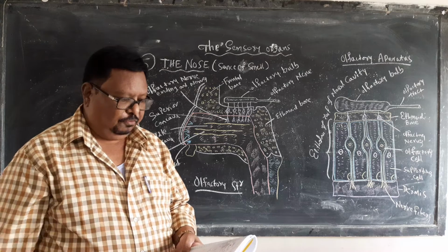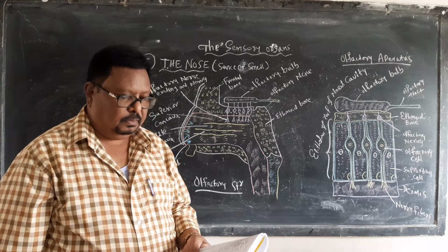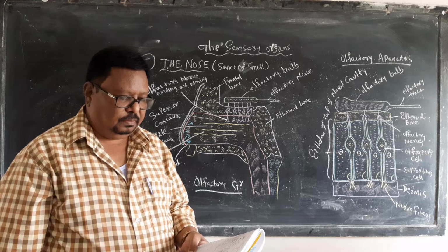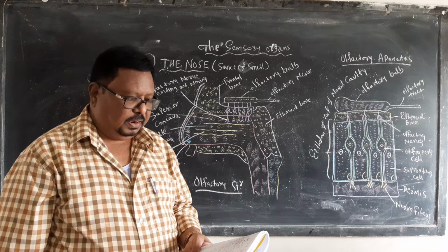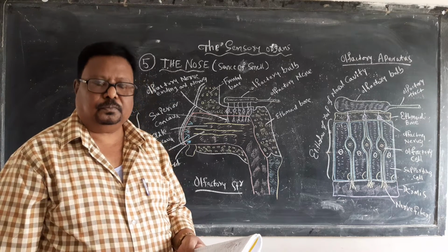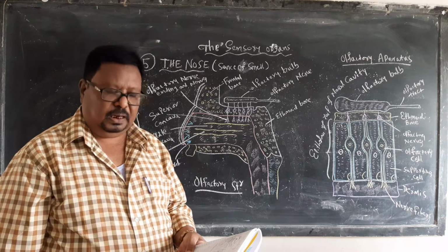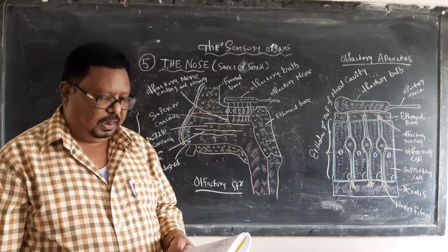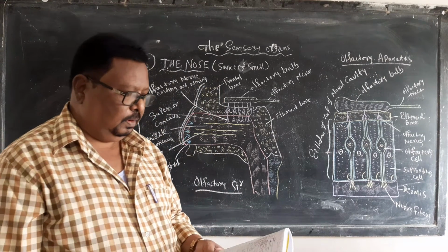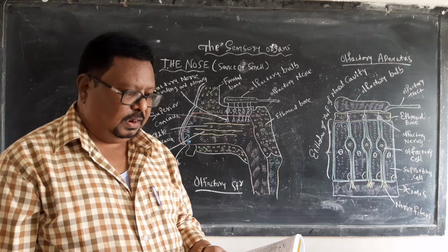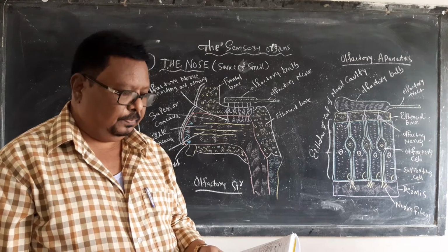Now coming to the first point, the sense of smell, also called olfaction, originates in the nasal cavity of the nose. So this olfaction or the sense of smell originates in the nasal cavity of the nose. Point number 2, the human sense of smell is less than other animals.